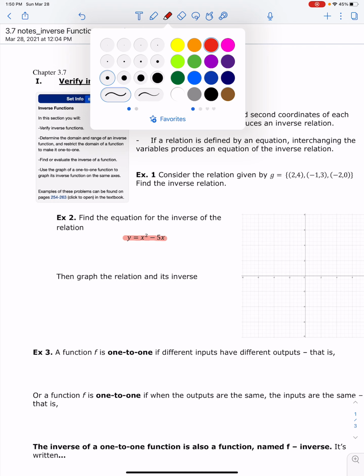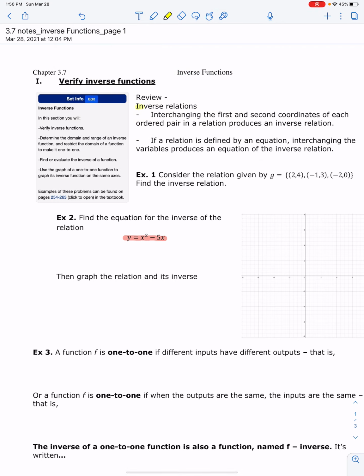So to create an inverse relation, we're just going to swap the x and the y. Interchange the first and second coordinates. Swap the x and the y. That's all we're doing.